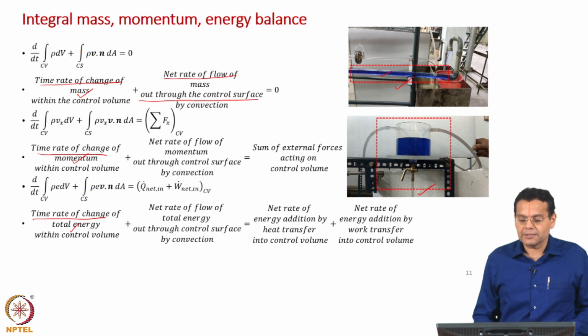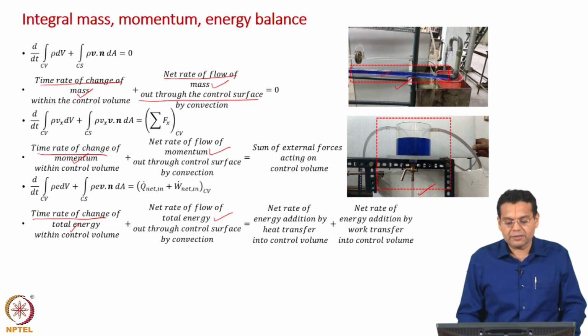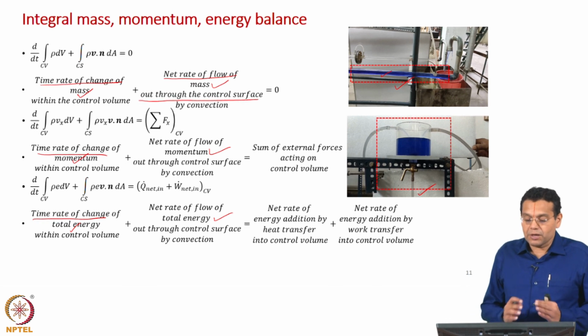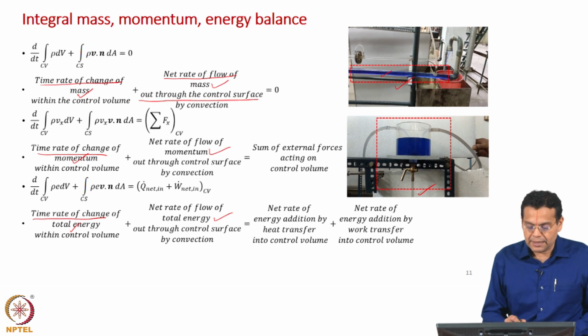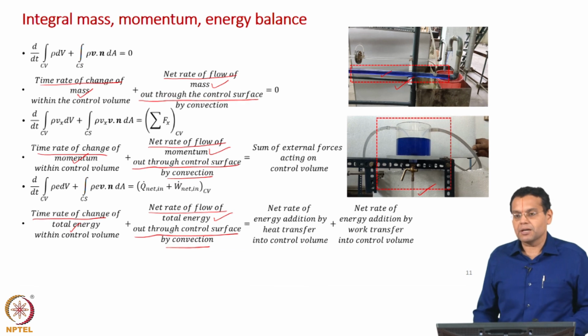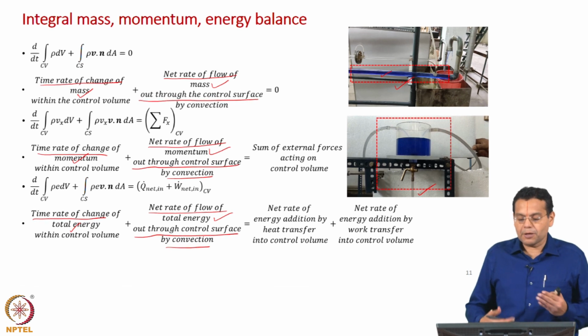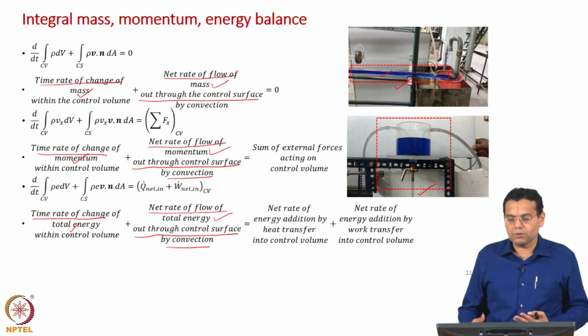the control surface. What is the property? It is total mass here, linear momentum here, and then total energy here. But otherwise, all of them are written with the same words, only the property alone changes. Here again net rate of flow out through the control surface by convection, here again net rate of flow of total energy out through the control surface by convection. The terminology has been maintained the same, the property changes from mass to momentum to total energy.